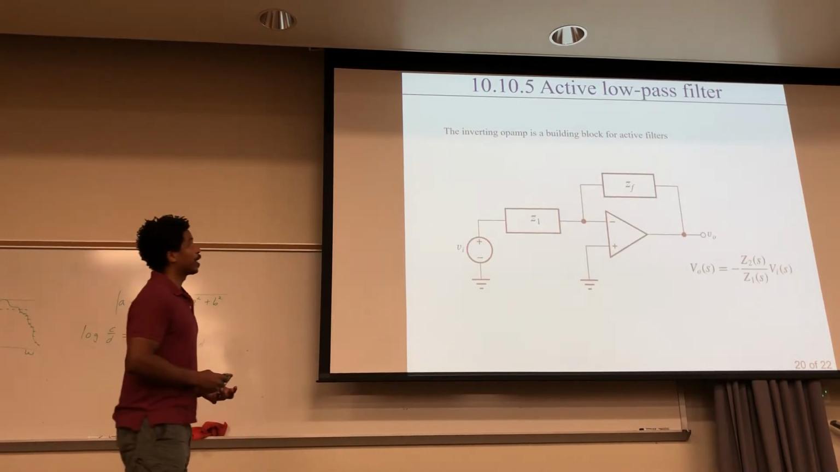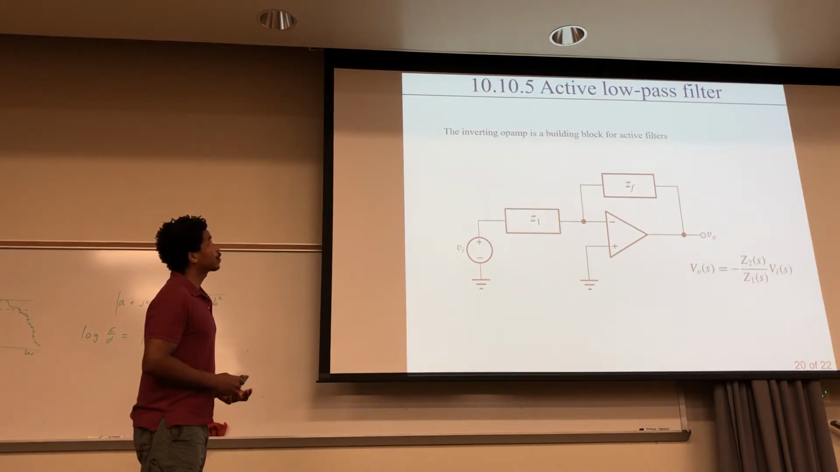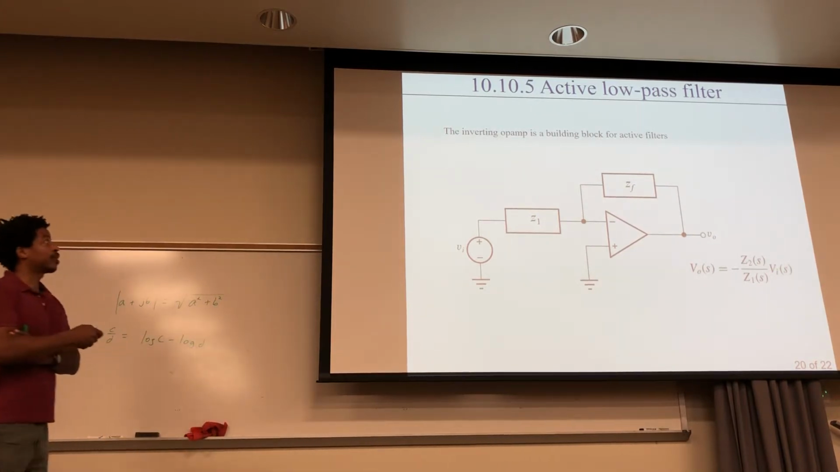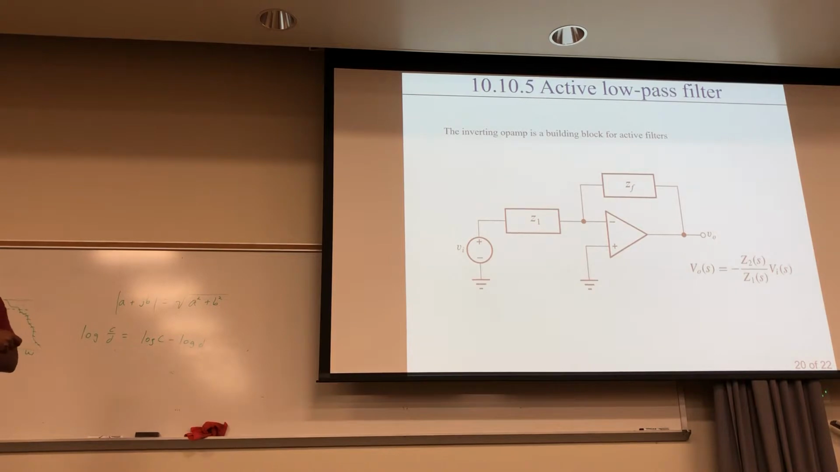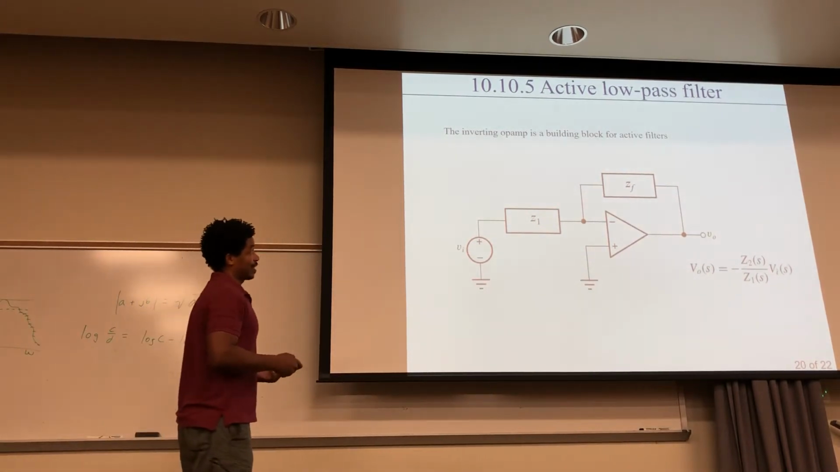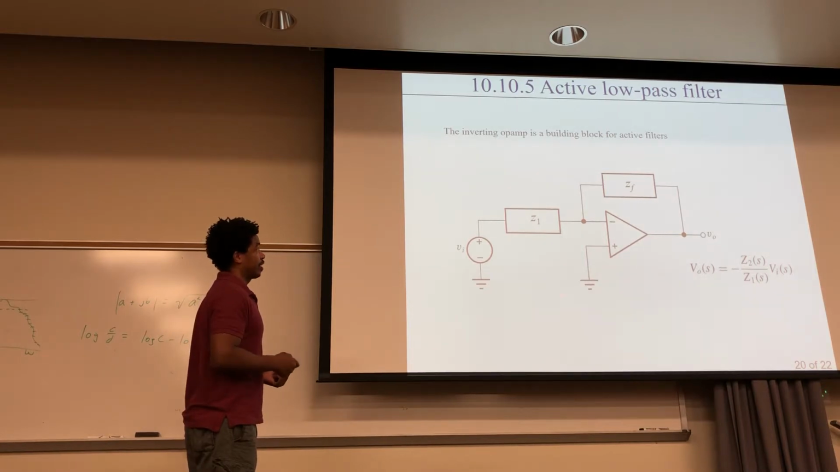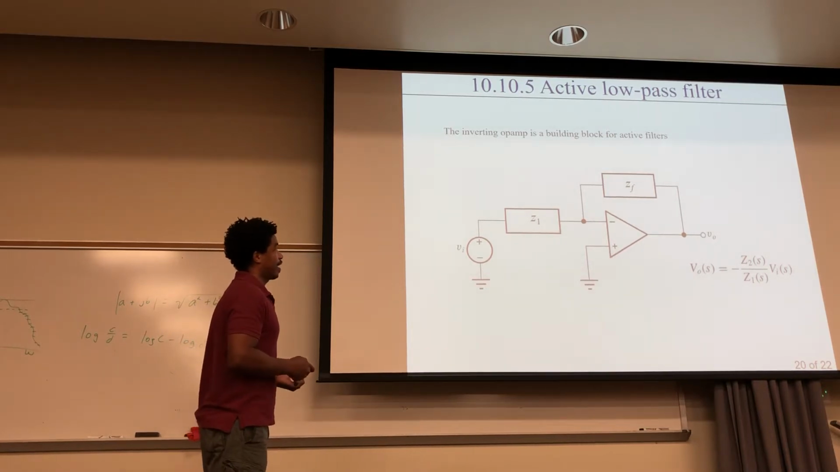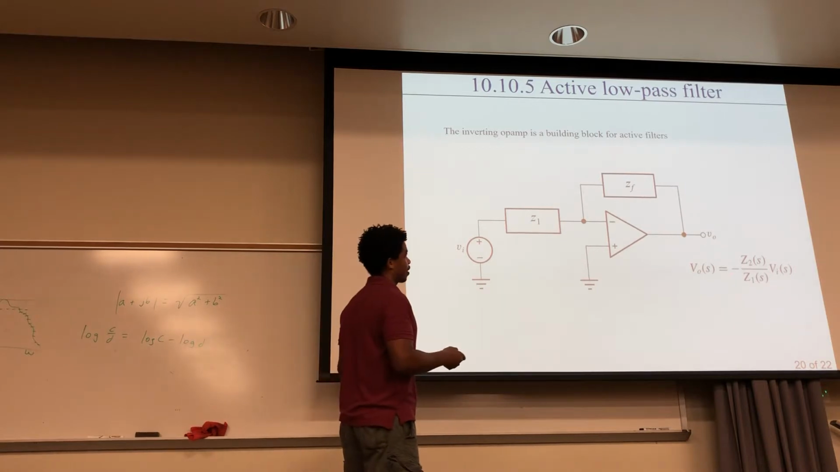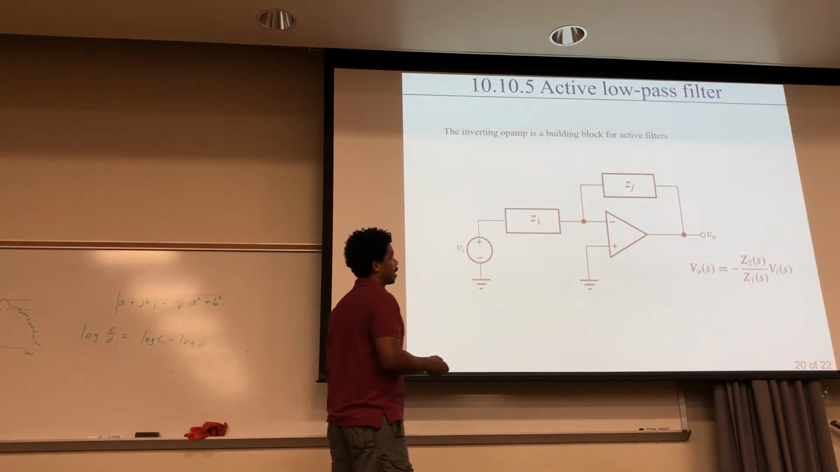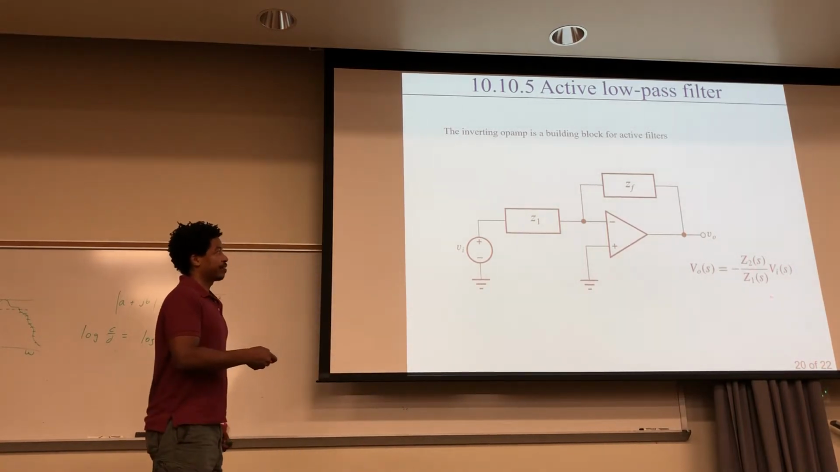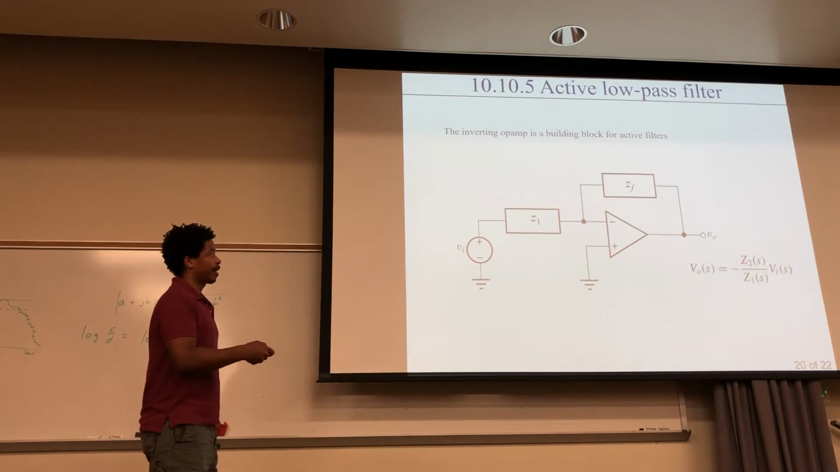So let's move on to active filters. Here's the basic building block for an active system. If you recognize it, it's just your inverting amplifier, and so we know what that looks like. It's a negative, and that was our feedback over R1, times your input voltage. But in this case, it's your impedances, so it's the same form. And that's for sinusoidal steady state.